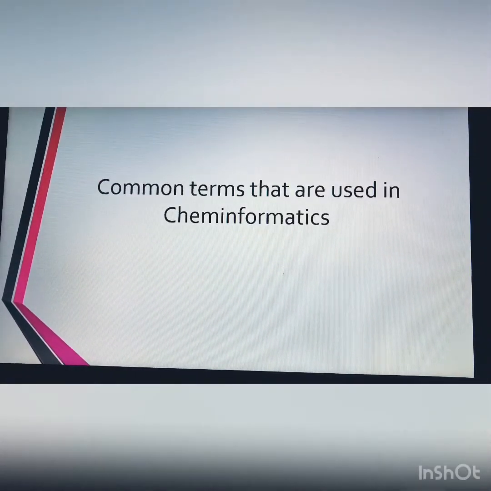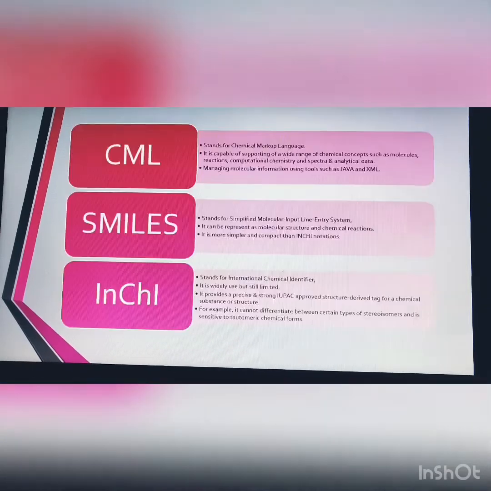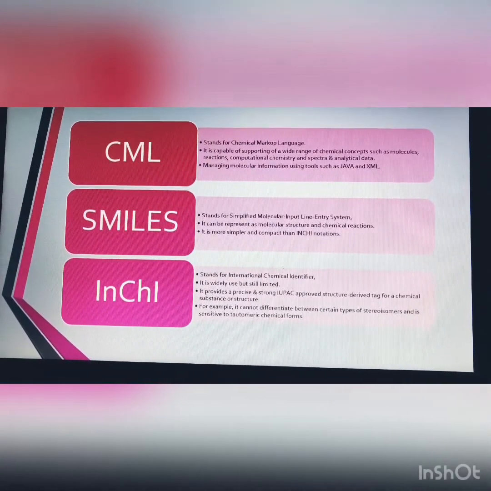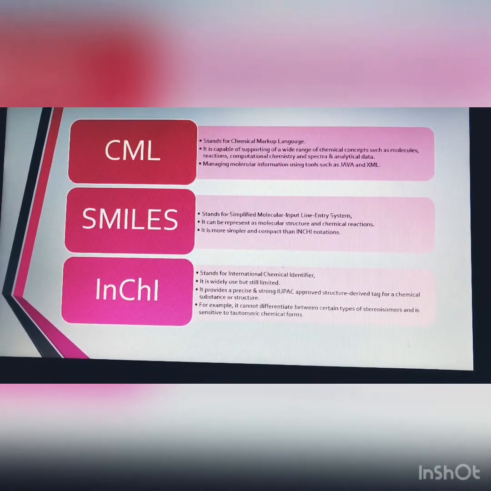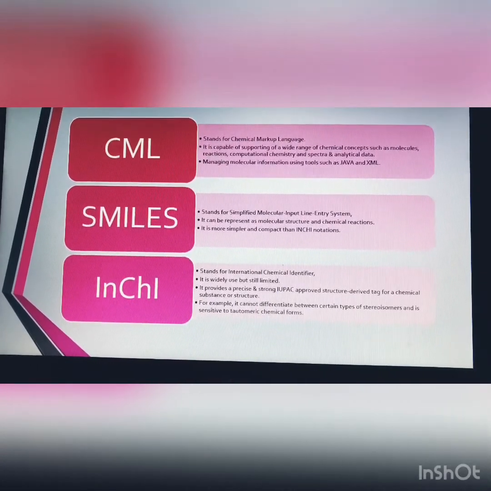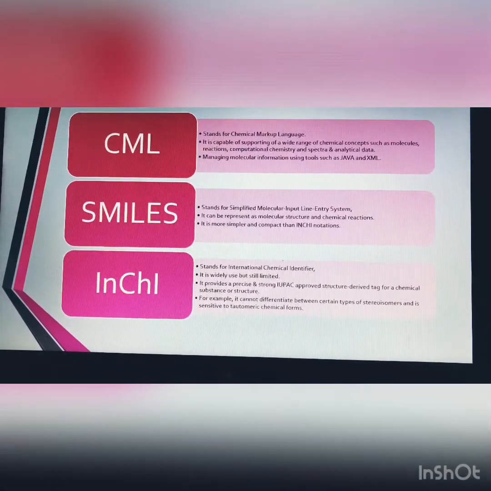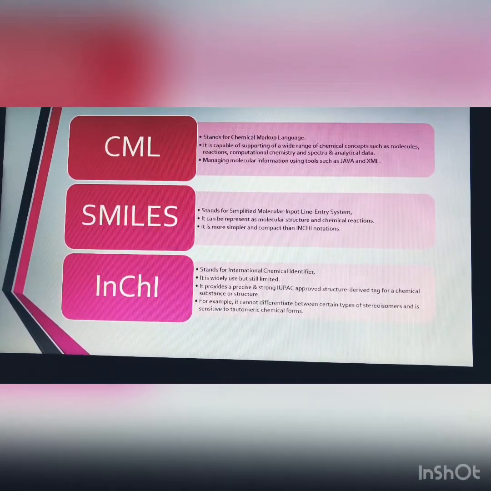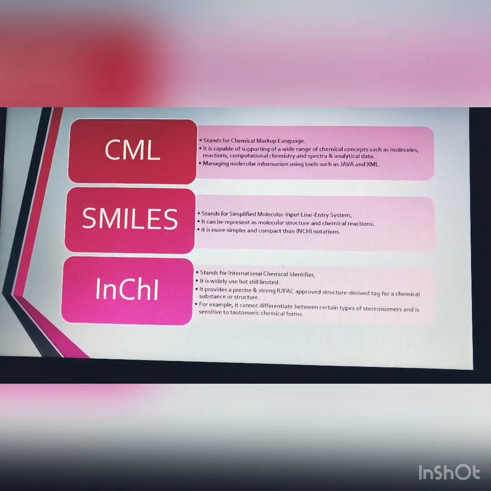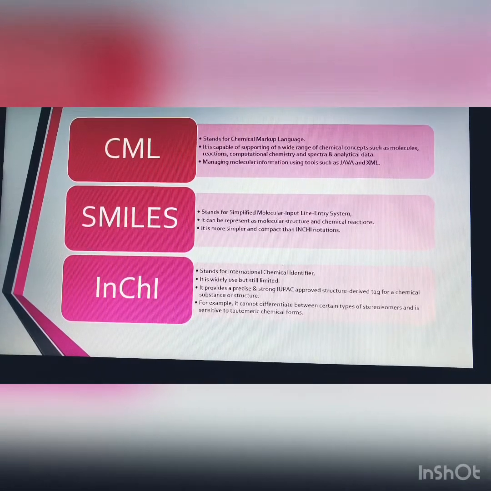Going to the next slide. Common terms that are used in Cheminformatics: the first one is CML, which stands for Chemical Markup Language. It is capable of supporting a wide range of chemical concepts such as molecules, reactions, computational chemistry, spectra, and analytical data. It can also manage molecular information using tools such as Java and XML.